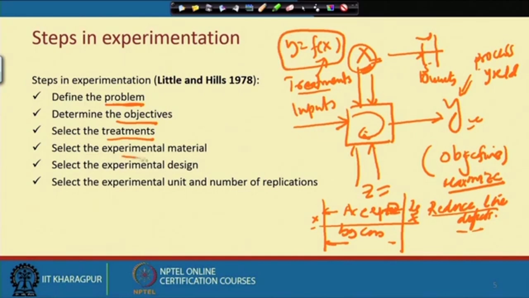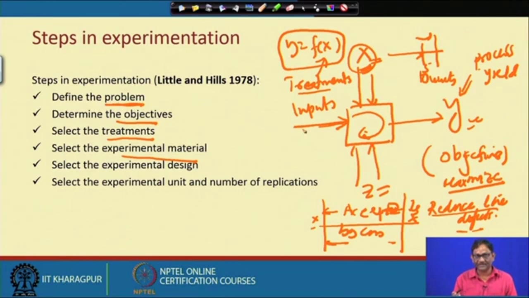Then select the experimental material. Actually, you are giving certain inputs here. It may be raw material, it may be component parts, it may be a patient. So when you want to design an experiment, these inputs are very important. Suppose a patient of a certain age group is important. Instead of this, if you choose patients of all age groups, then the purpose will not be served.